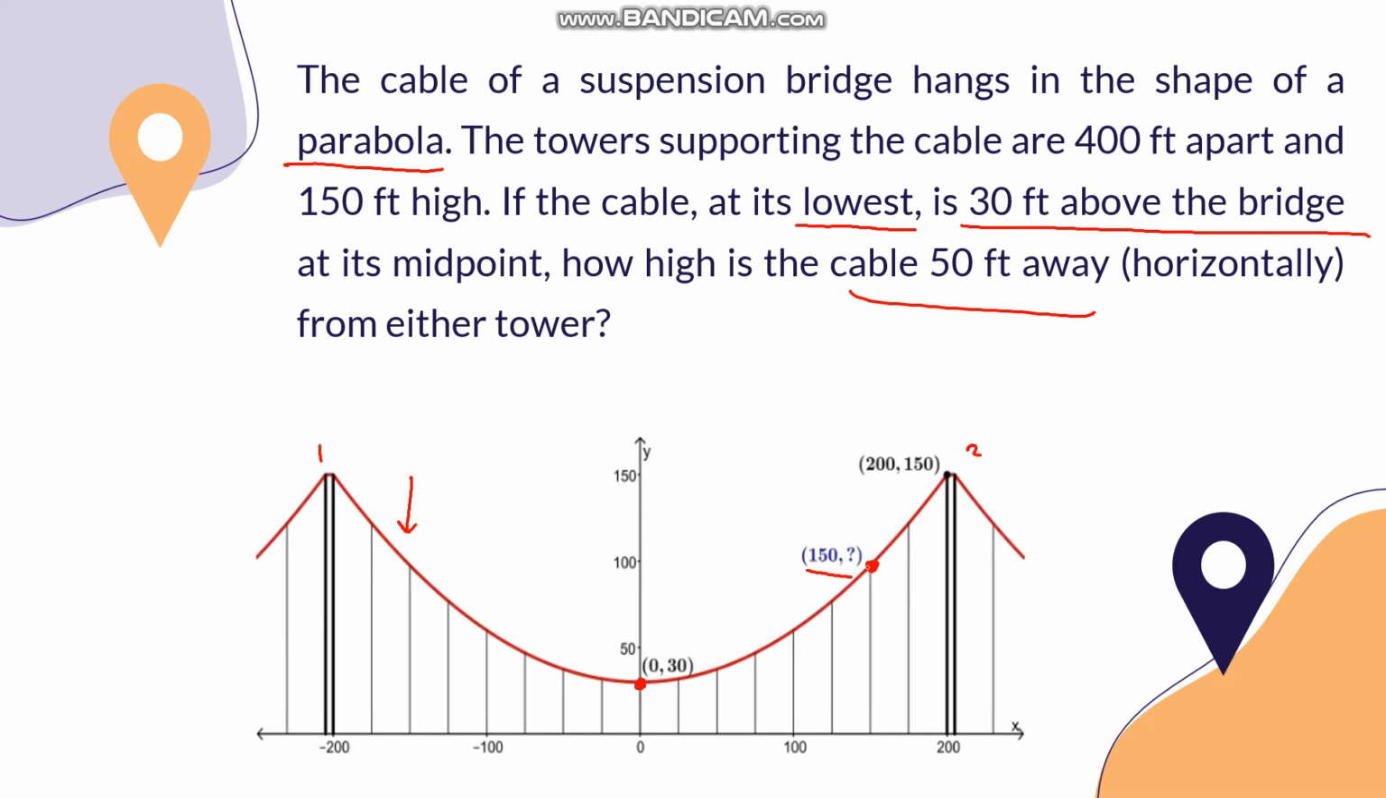So please take note of the following. The vertex is (0, 30), and we're solving for y if x is 150. Also, we can consider this point right here, which is at the very top of our tower, where x is 200 and y is 150.